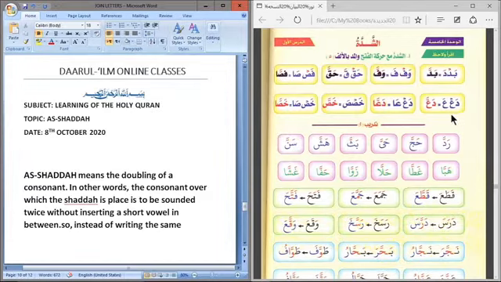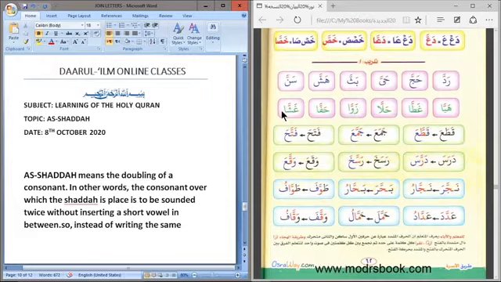Here we have da da to become da da. Here we have da to become da. Here we have khassa to become khassa. Khassa. So that is shaddah, which means for us to double the letter. In this, we have letters that have shaddah. So take note that we have to double the letters that possess the shaddah and call them with force.